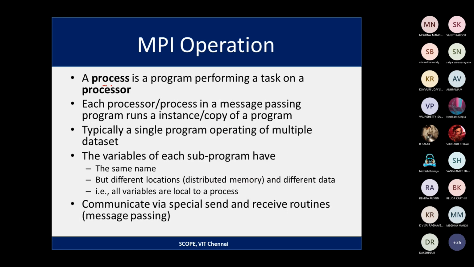In MPI we have a process, just like in OpenMP. It is a program which performs a task on a processor. Each process in a message passing program runs an instance or copy of the program. Typically a single program operates on multiple data sets, and the variables for each subprogram will have the same name, but the locations can be different, and the data being operated on can be different. All the variables will be local to the process. The communication will happen via special send and receive routines related to message passing.